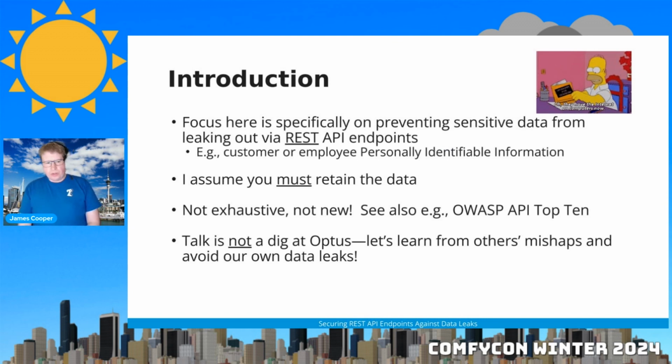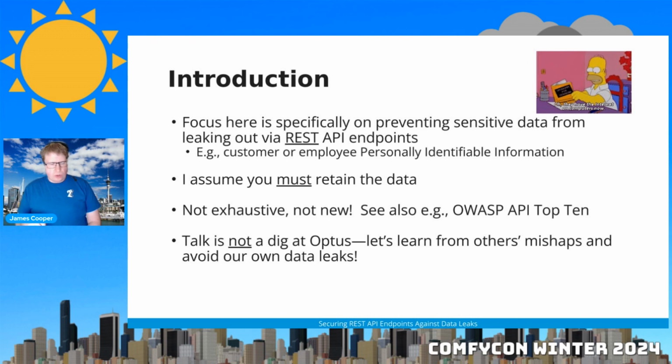The focus today is just on REST APIs and preventing leaking sensitive information out of them. So, quite a narrow focus here. I'm not talking about gRPC or GraphQL, mostly because I don't have any real significant experience with them. I'm pretty sure a lot of what I say here is going to be the same for those.